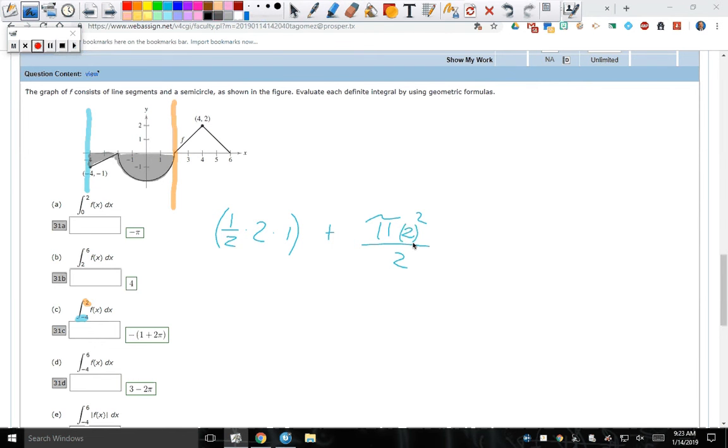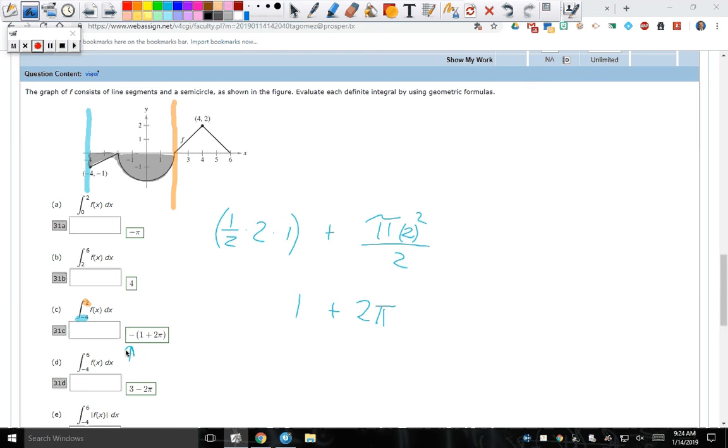Okay, so you have 4 pi over 2 is 2 pi. And then you have this as 1. And why is it negative again? Because it's below the x-axis. Are we good? Alright, so negative 4 to 6 is saying everything, and you're just going to add everything together.